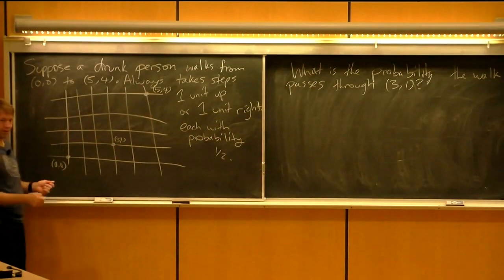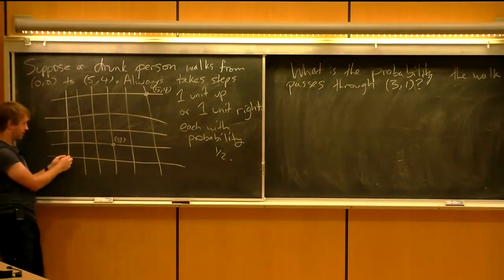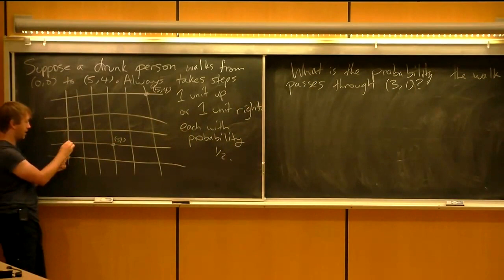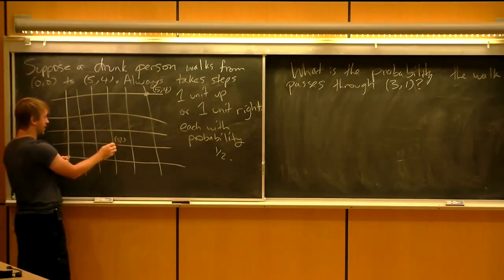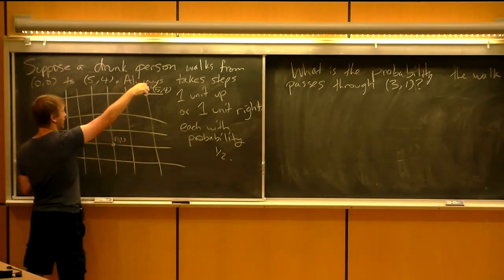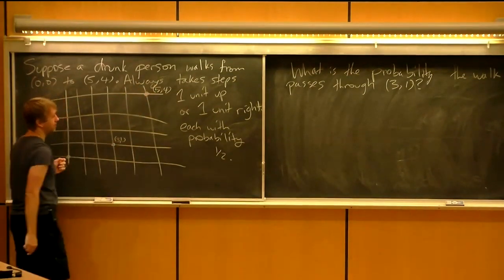So is the question clear? Start here. We either go this way or that way. Then if we go here, let's say, we either go up or right. And we want to know what's the probability that at some point they come to this point and then they continue up to 5, 4.